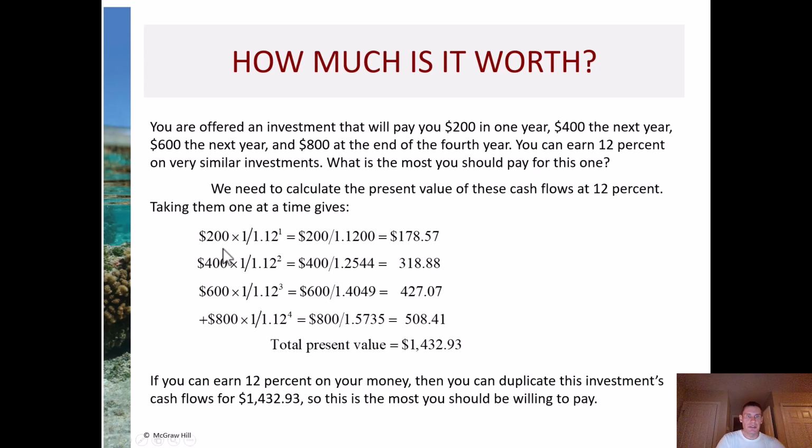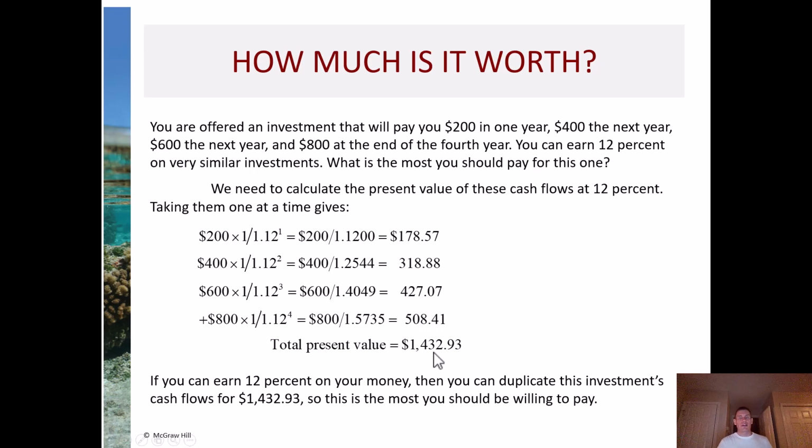So the first one we've got the 200 times 1 over 1.12 to the power of 1. You can see I simplified it out, 200 over 1.12, and you get 178.57. And then the 400, remember this is at the end of the second year, hence to the power of 2. So 400 over 1.2544. You can use the present value factor tables to do this if you want. 600 over 1.12 to the power of 3, we get the 427, so on and so forth.